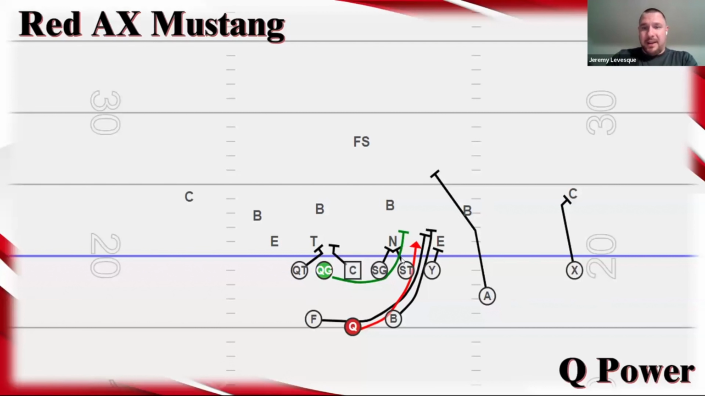Other than that, again, you got your block out here. You got your pull wrap on your backside. And now you got your B leading up through here. So the only difference is the B's in your backfield. That's the Mustang part of the tag. So Mustang tells your B to come into the backfield, and he's just leading up through the hole from the backfield.